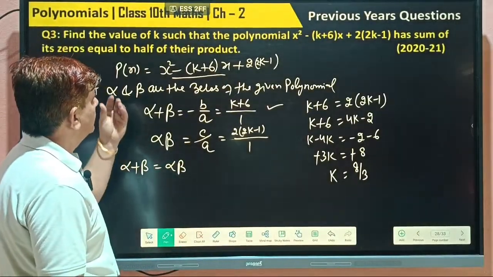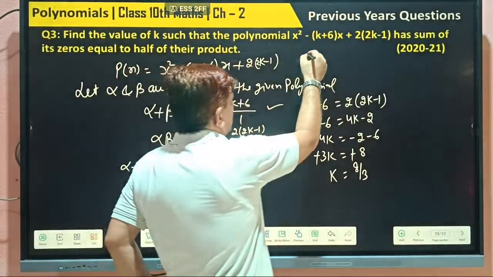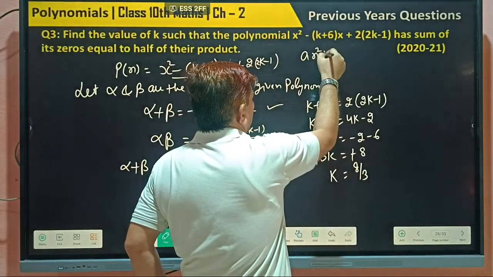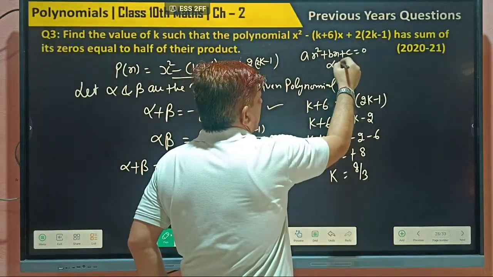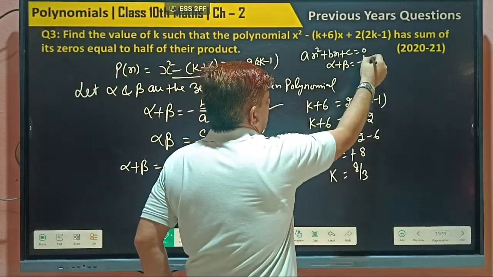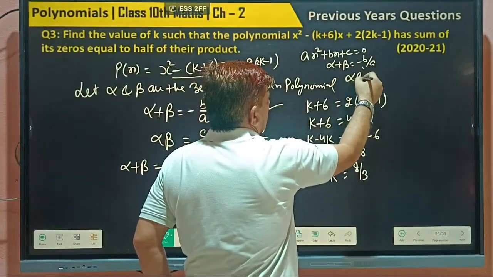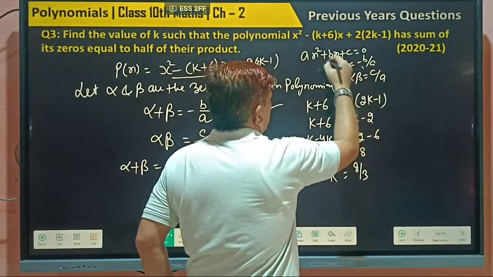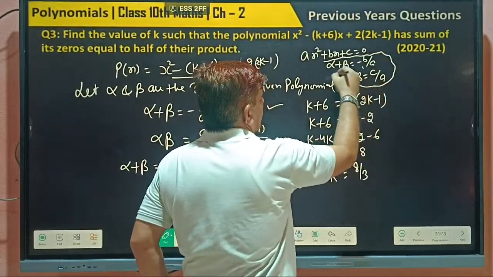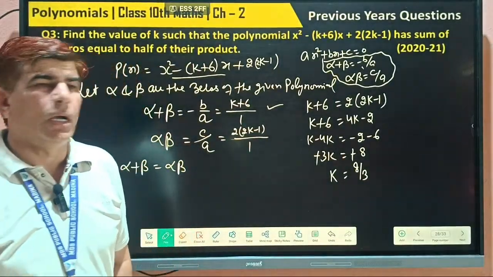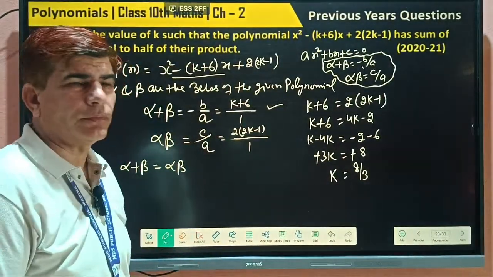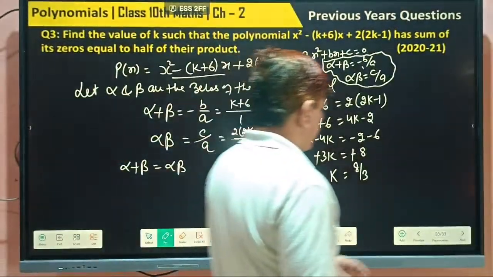You know that if we have a standard equation like ax square plus bx plus c equal to 0, then the sum of the zeros is equal to minus b by a, and the product of the zeros is equal to c by a. I think you got it. Next.